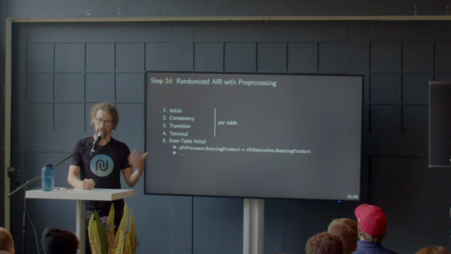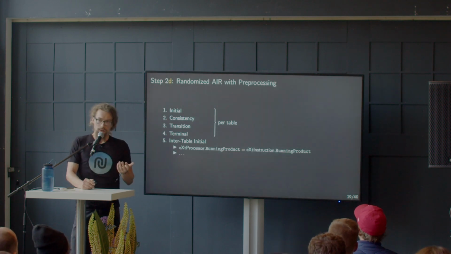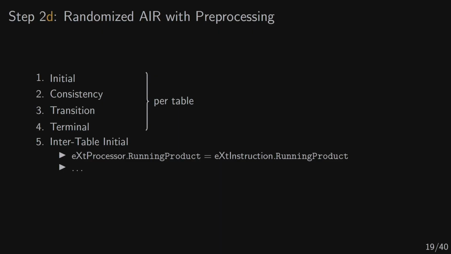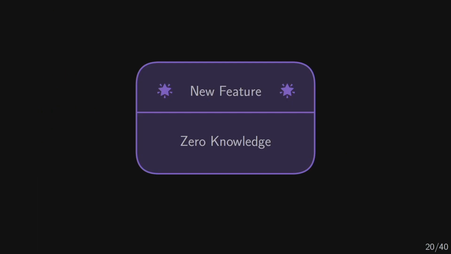Or more if you want, but for us it's just 2. And so concretely, in this case, we want to make sure that in one table, the running product starts with the same value as in another table the running product starts with. And that's it. We have achieved zero knowledge.